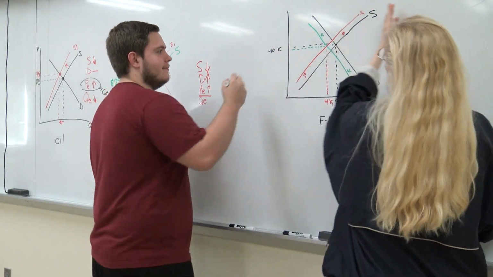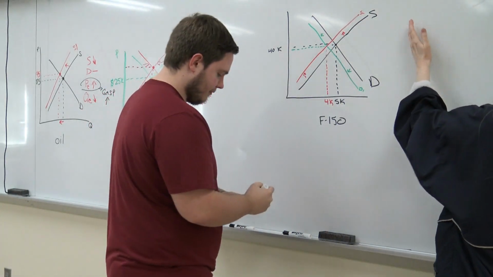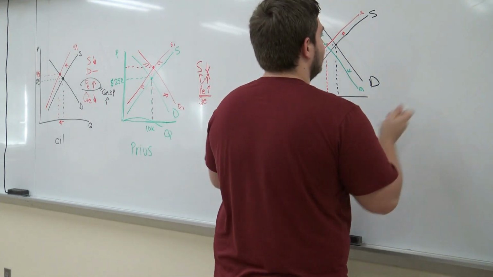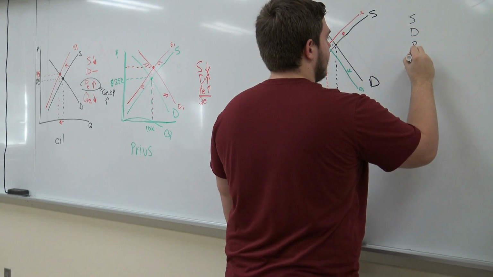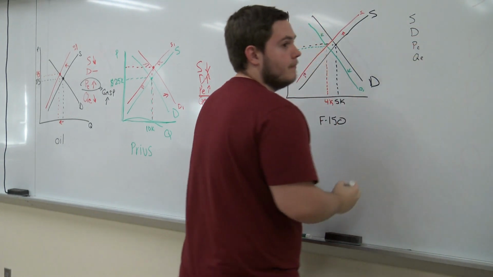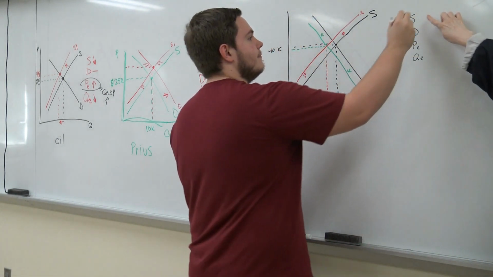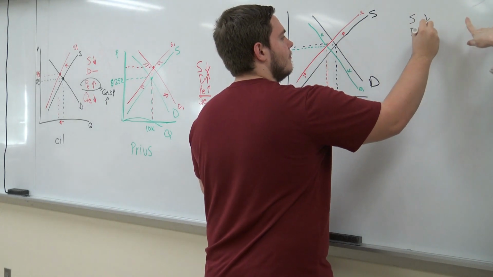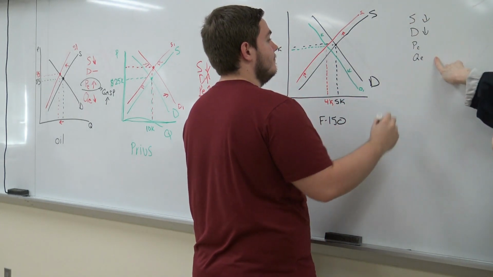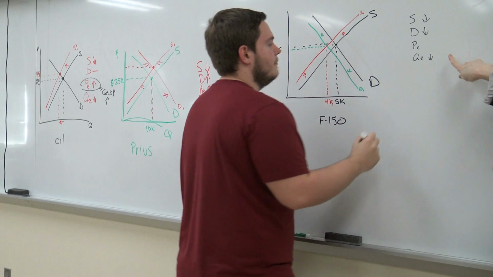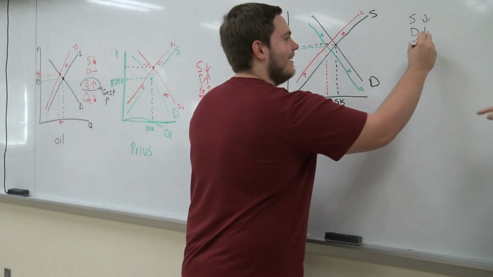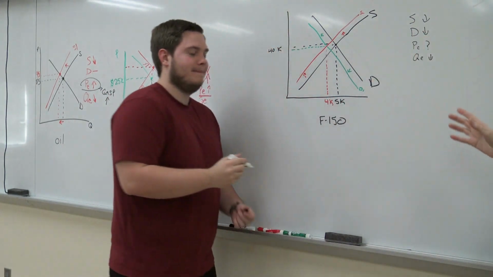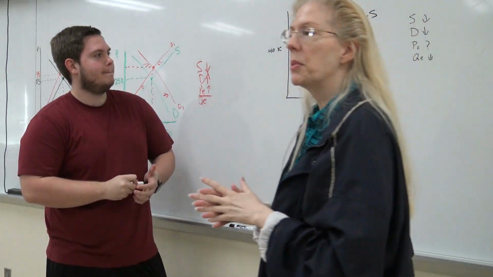So, let's summarize it here. Supply decreased, demand decreased, quantity equilibrium definitely decreased, but price, let's put a little question mark there, because we don't know for sure about our equilibrium price.